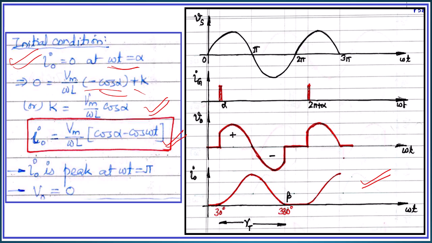Now i naught is peak at omega t equal to pi, as you can see from this expression, and this is also obvious from the wave diagram.